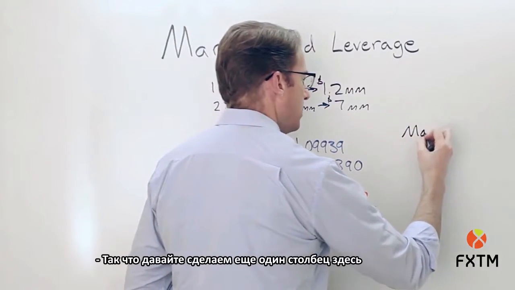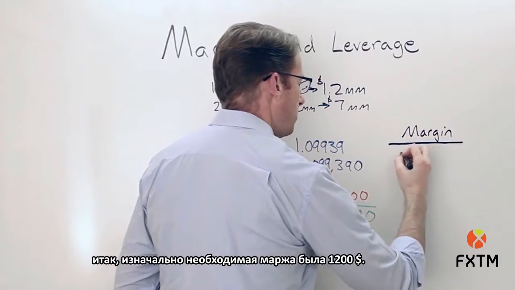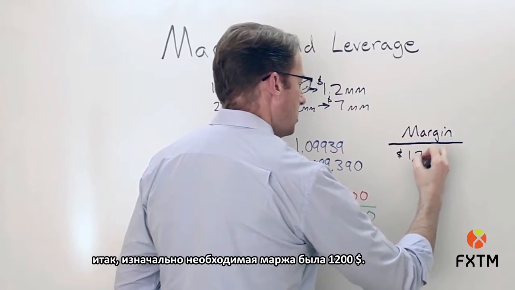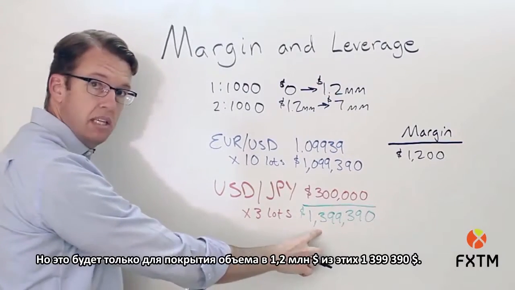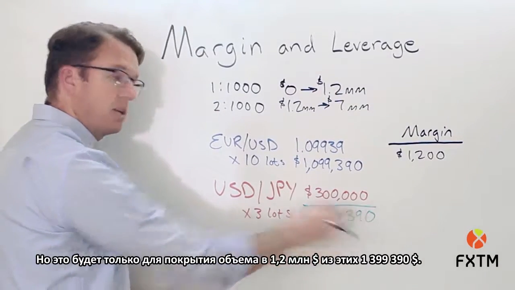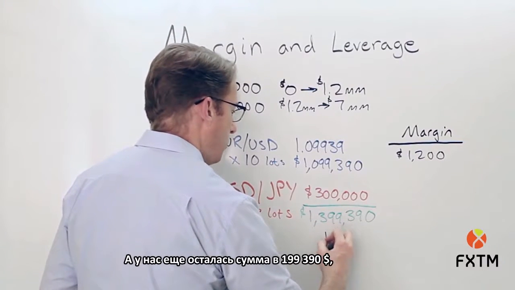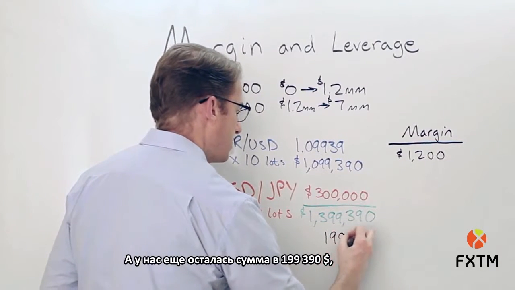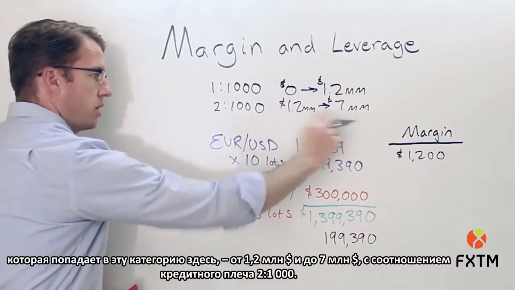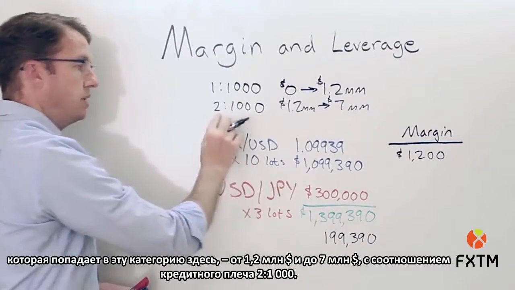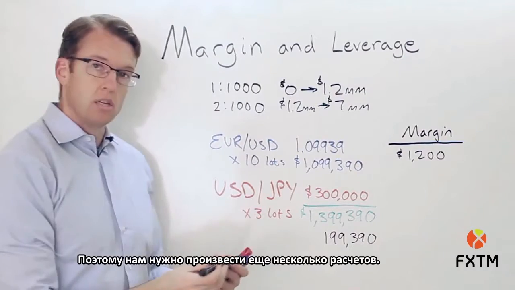Well, then that tells us that, at least initially, up to the 1.2 million, we have, so let's create another little column here. We'll say this is margin. So initially we've got a margin requirement of $1,200 for that portion, but that's only going to cover 1.2 million of this $1.39939 million. So we actually have a leftover amount here of $199,390, which falls into this category between 1.2 million and 7 million with a leverage ratio of 2 to 1,000.